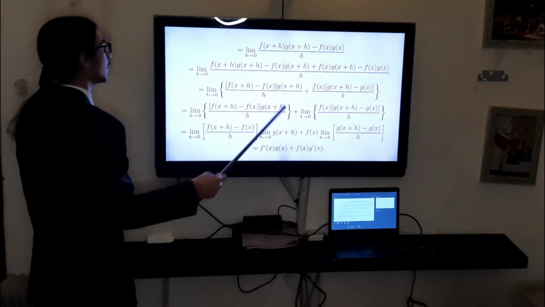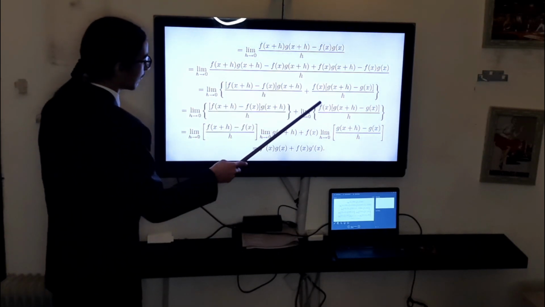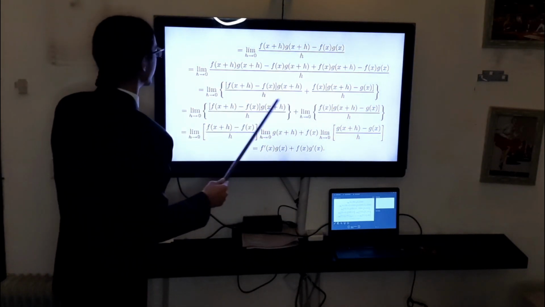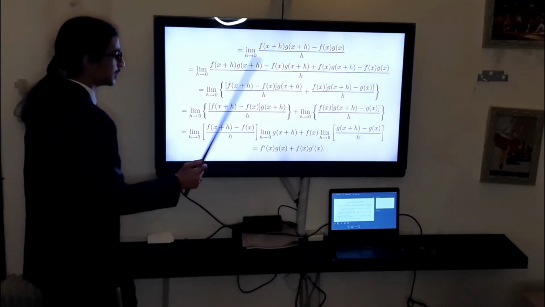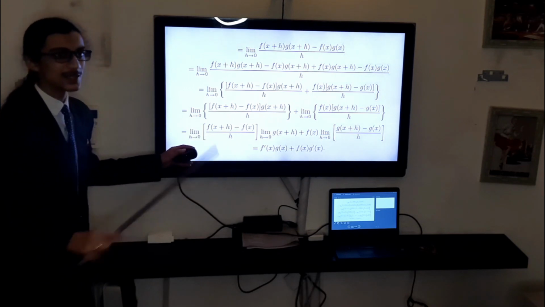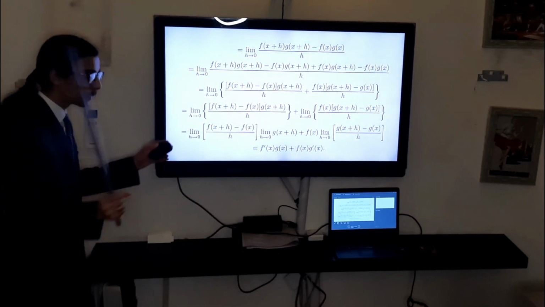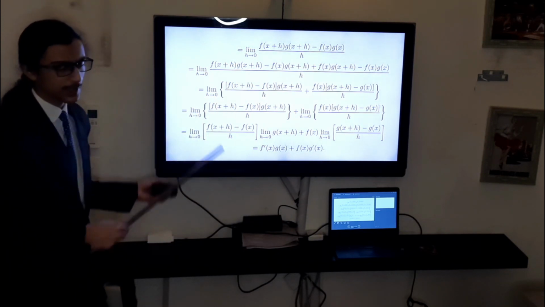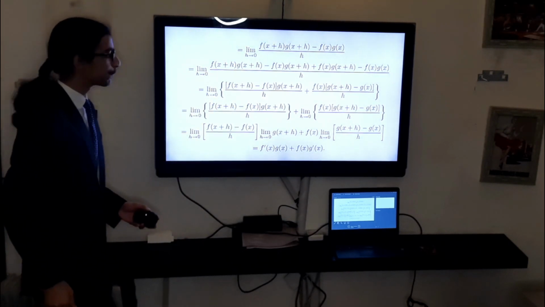So you can take g of x common and g of x plus h common to get a derivative here, and f of x common to get the derivative here. And you do that, and you get at the end f prime of x g of x plus f of x g prime of x. That was not a very good explanation, but I'm trying to move forward, right? So if you are actually interested in this, please pause the video here and go through this proof. It's quite interesting actually, but I'm not going to spend too much more time explaining it.